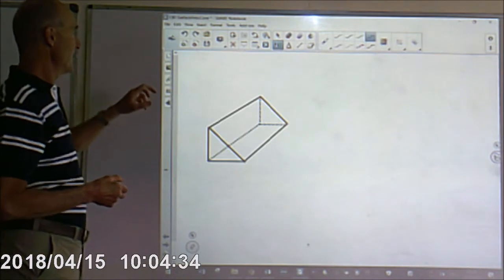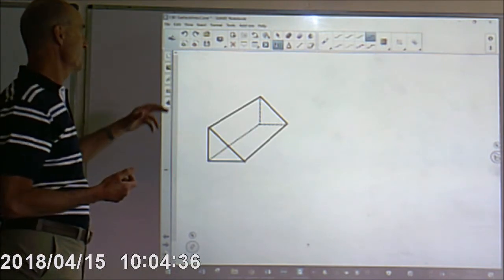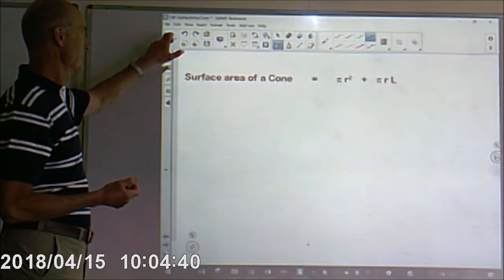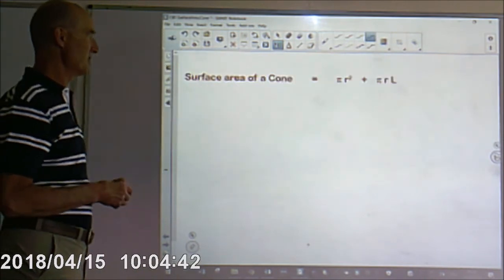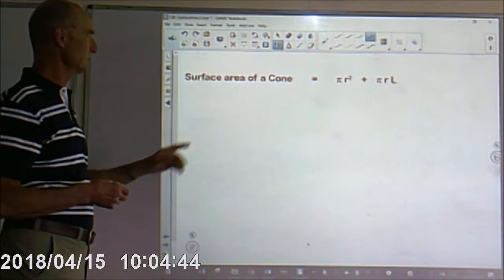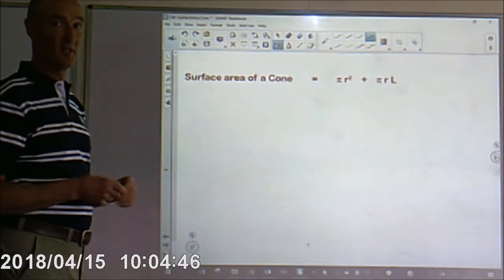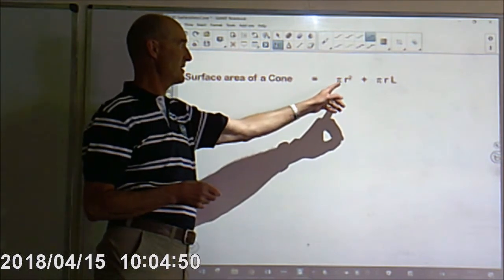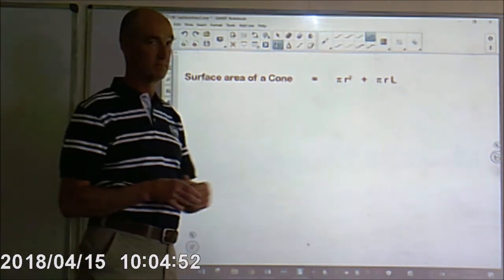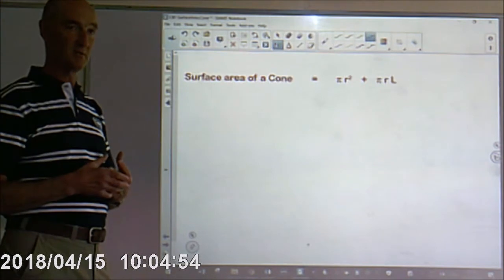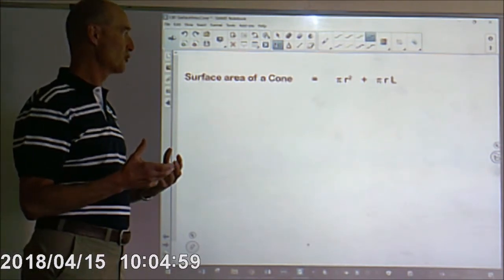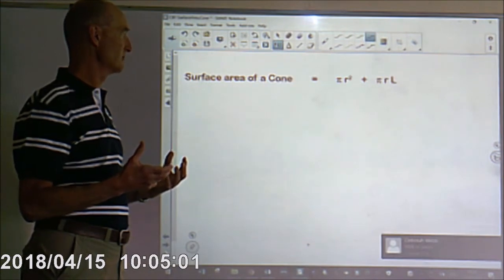But what we're looking at today is the surface area of a cone, and that is a little bit more complicated. I'm going to jump on a little bit here and I'm going to get you to write this down. Make a note of this. The surface area of a cone is pi r squared plus pi rl. Now that's the formula that we're going to be working towards proving why that's the case.